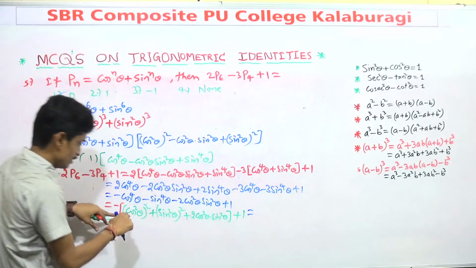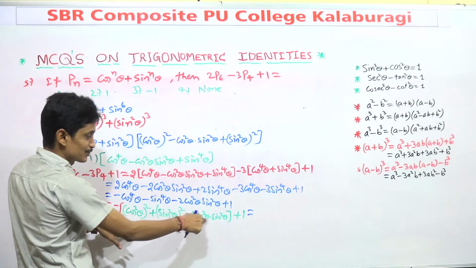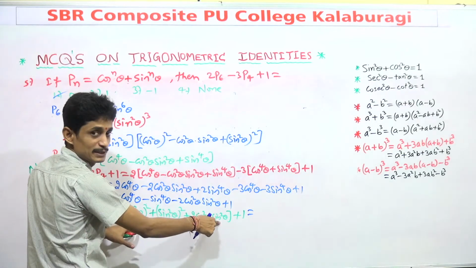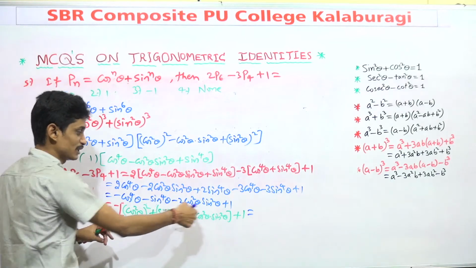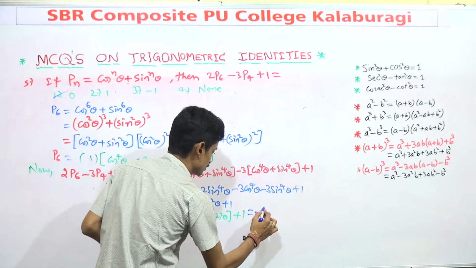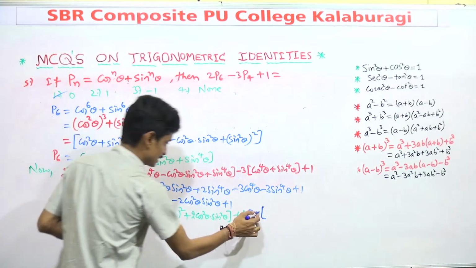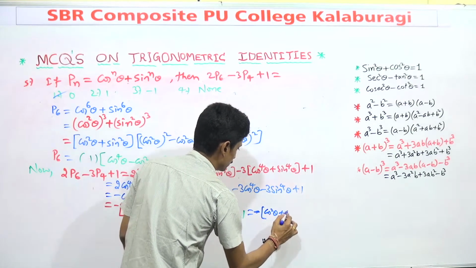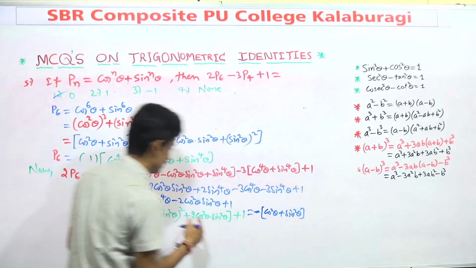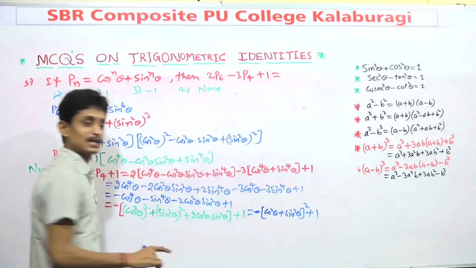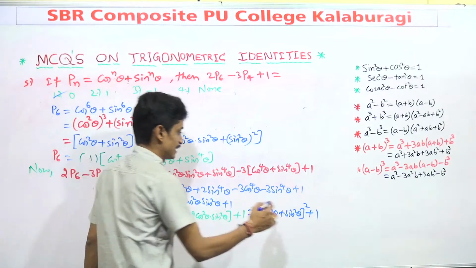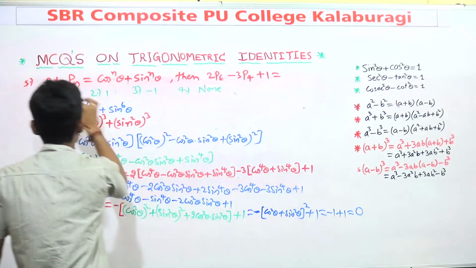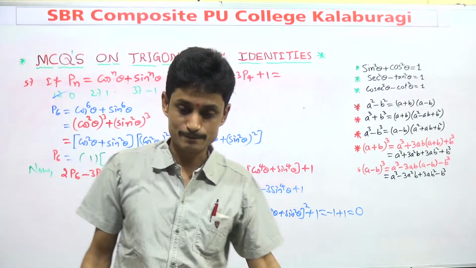Look at these two. A square plus B square plus 2AB, where A means cos square theta and B means sin square theta. So A square plus B square plus 2AB means A plus B whole square. The minus sign is already there outside. Now that will be cos square theta plus sin square theta whole square, and the remaining constant is 1. This identity we know, so it will be minus 1 plus 1, which is nothing but 0. Exactly, this answer is correct.